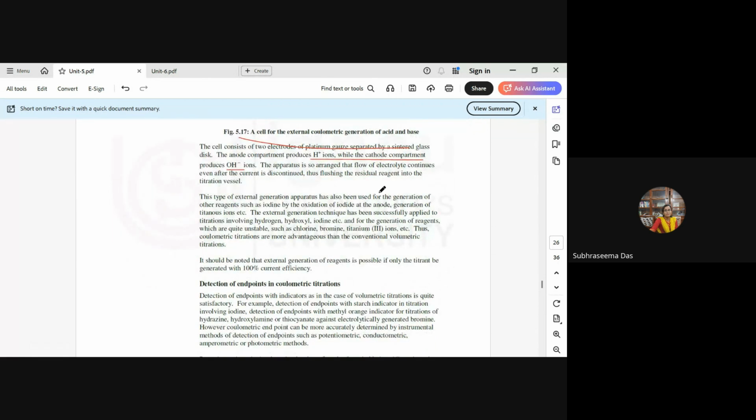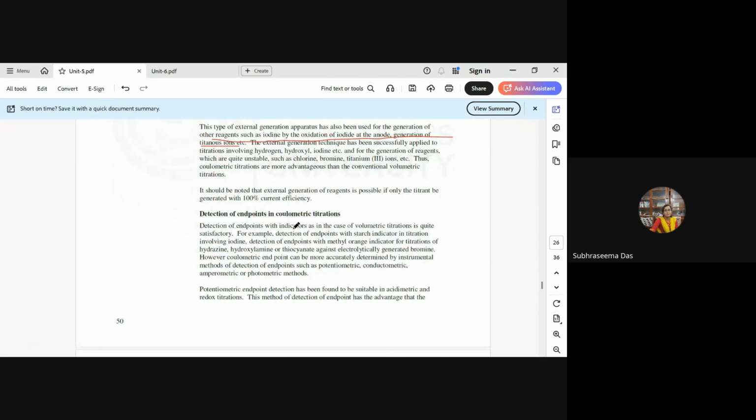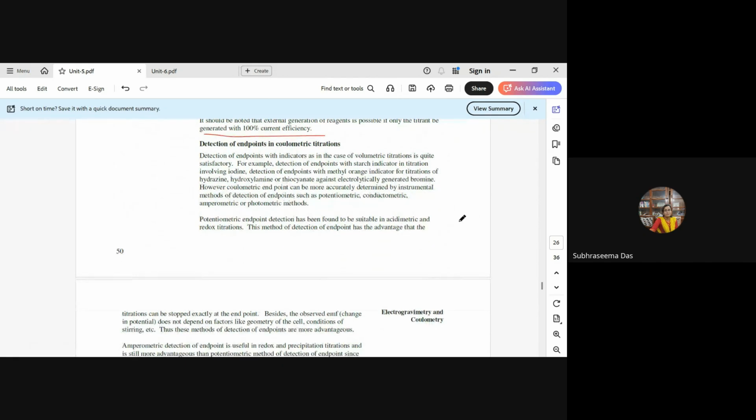Now, this type of external generation apparatus has also been used for the generation of other reagents such as iodine by oxidation of iodide at the anode, generation of titanous ions, and so on. It should be noted that external generation of reagents is possible only if the titrant is generated with 100% current efficiency. So, detection of endpoints in coulometric titration.